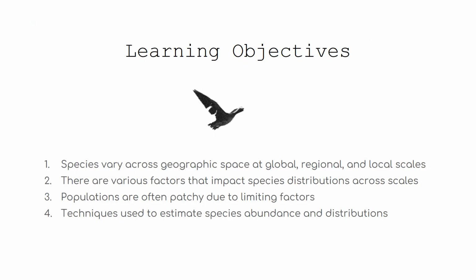Reviewing this lesson, we learned that species vary across geographic space at global, regional, and local scales, and that there are many factors that impact these distributions. We know that populations are often patchy due to a number of factors, and there are several different techniques you can use to estimate species abundance and distributions.